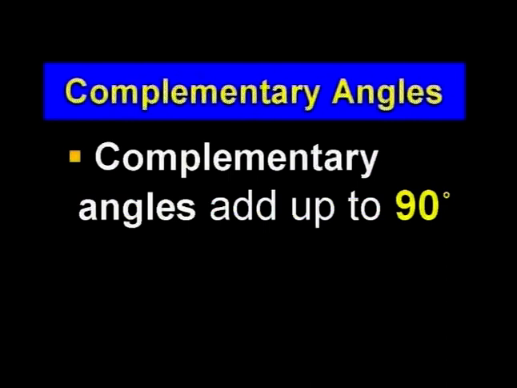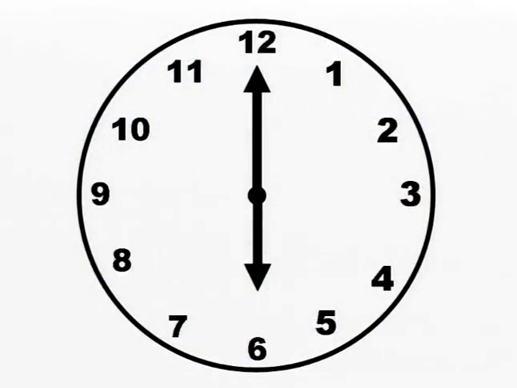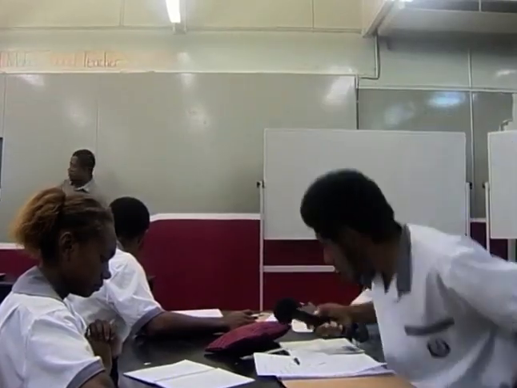Okay. Next, look at the clock again. Class, what time is it? 6 o'clock. The long hand is pointing to 12 and the short hand is pointing to 6. Now, what angle does the clock show us? Mark, what angle? Straight angle. Very good, straight angle.